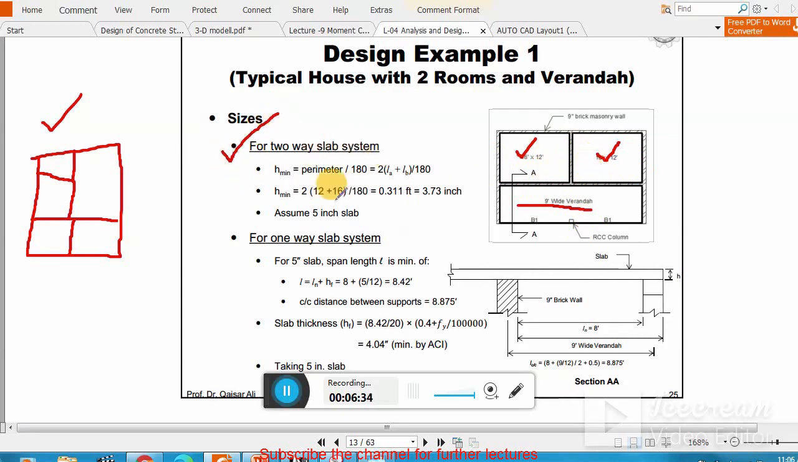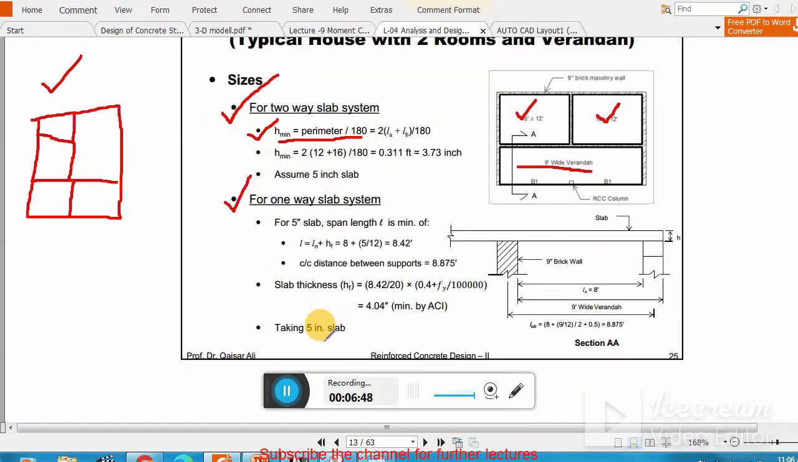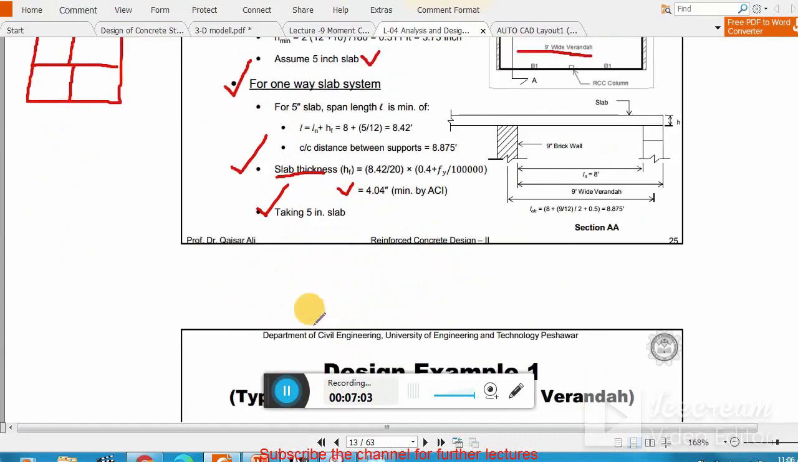You have to use the two-way slab system thumb rule formula as we did in our present example, and then you have to calculate, because the two-way slab system is continuous to the one-way slab system. So that's why, to find the slab thickness, we have to use the one-way continuous slab system formula as well, that is L by 20. Okay, so you have to choose the maximum value, and the maximum value is 5 inch.